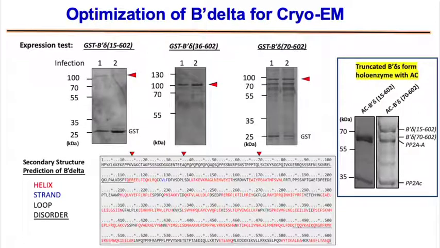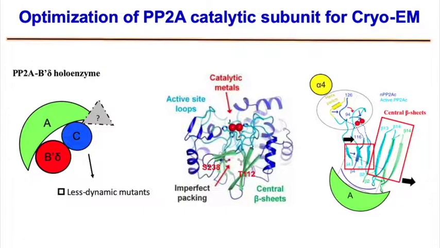So, to reduce the flexibility, we're trying different truncations, and they all work well in the single protein test, and the holoenzyme can also form readily. So those could potentially be used for a cryo-EM study.